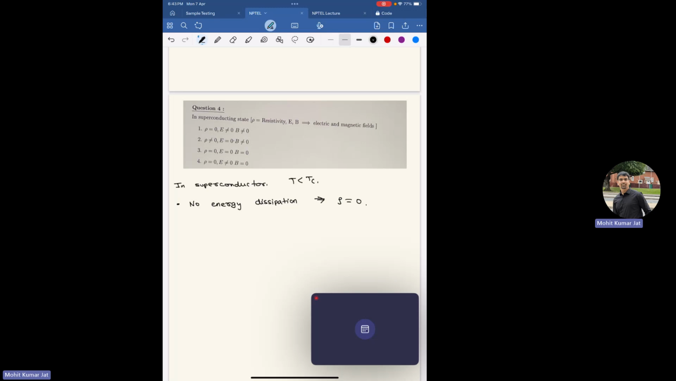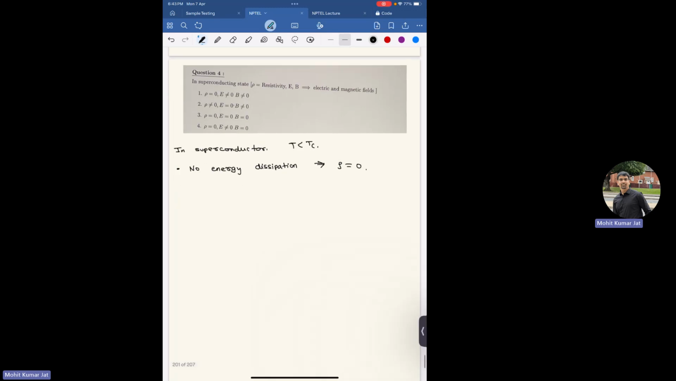Now, in superconductor, no steady state electric field can be there. Why? Because a current can flow without any voltage drop.